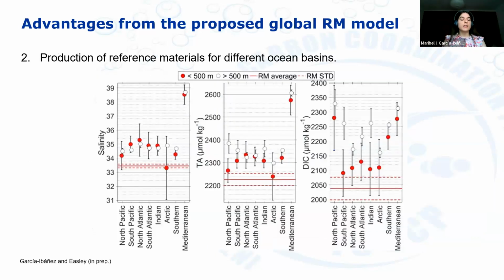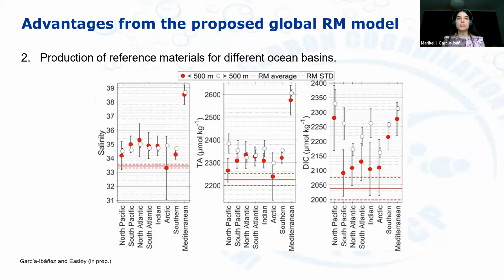The second one is that the new hubs will be able to prepare the reference materials from seawater taken from different ocean basins. For those unfamiliar with the current seawater reference materials for the carbonate system, they are produced using Pacific seawater. But these reference materials are used to ensure measurement accuracy on seawater samples not only from the Pacific, but from the global ocean, which presents a wider range of DIC and TA values, as you can see in the figure. You can see the average properties in the different ocean basins above and below 500 meters depth, and also the average properties of the reference materials and the standard deviation with the red lines.